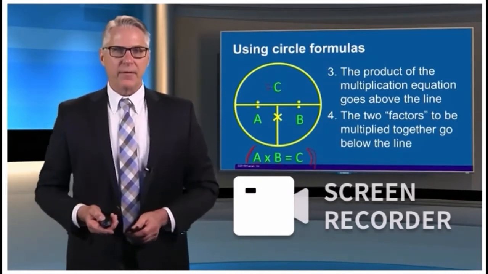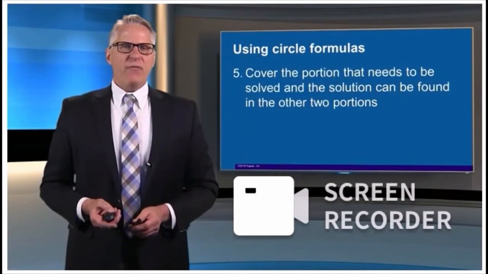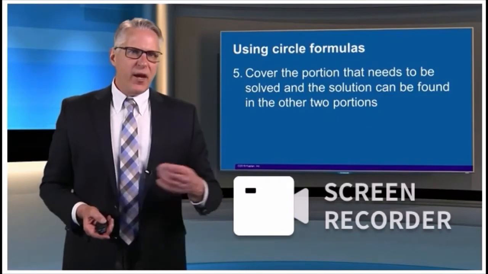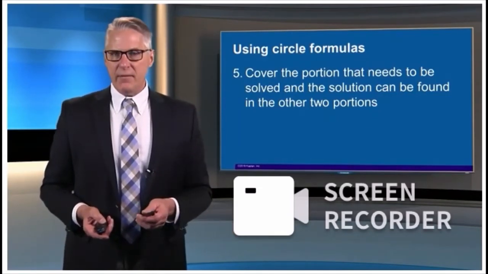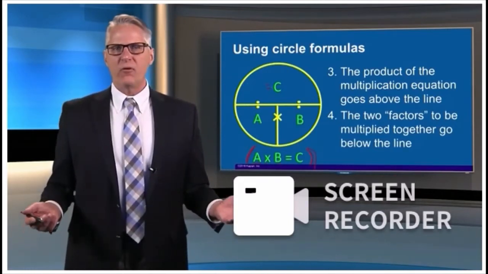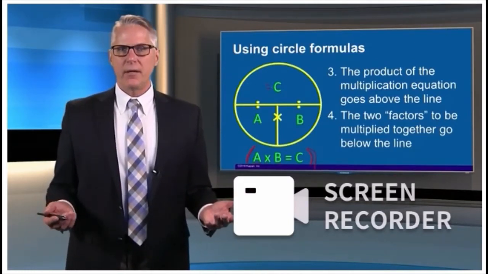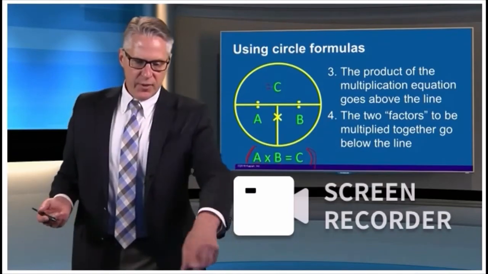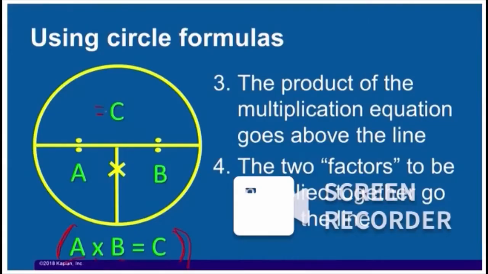If you needed to solve for anything other than C, well, let me go back a slide. What if you wanted to solve for C? You put these things in this order. Now, how do I solve the problem? You cover up the C. It says take A times B. That's how you find C. That's pretty easy.